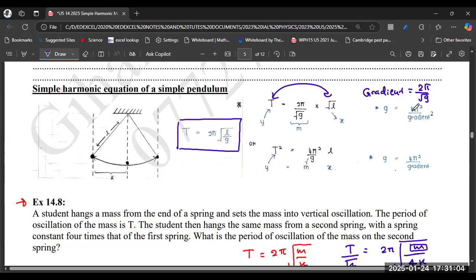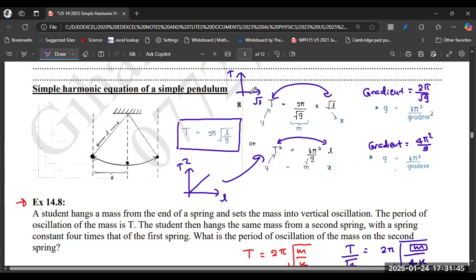Then g would be equal to 4 pi squared over gradient squared. If a student goes for T squared against L, we can square everything in this one, then the gradient would be equal to 4 pi squared over g. So g will be equal to 4 pi squared over gradient. This is what y equals mx. T squared against L, this one. T against root L.